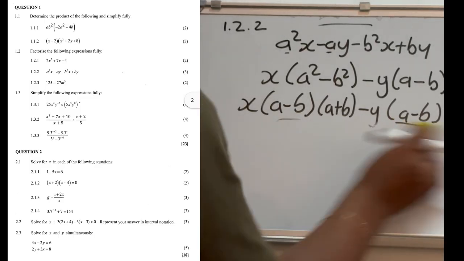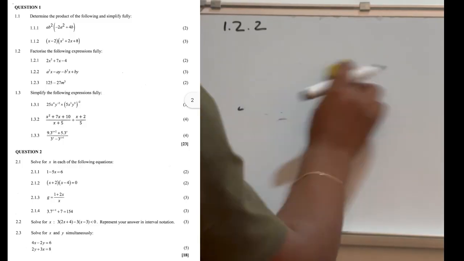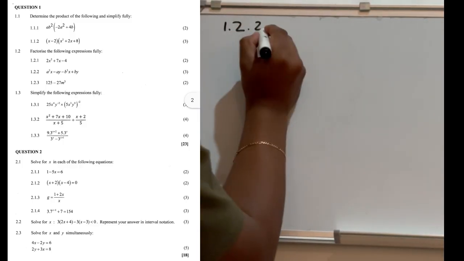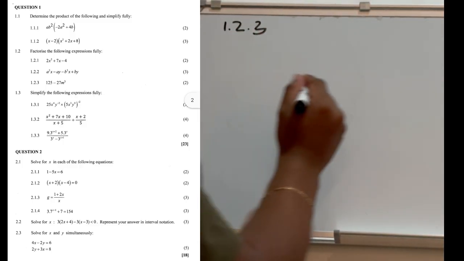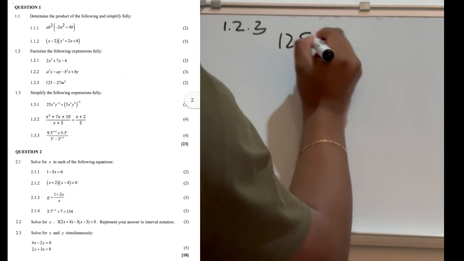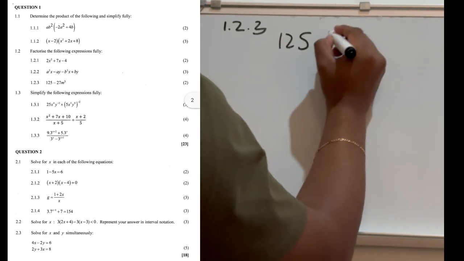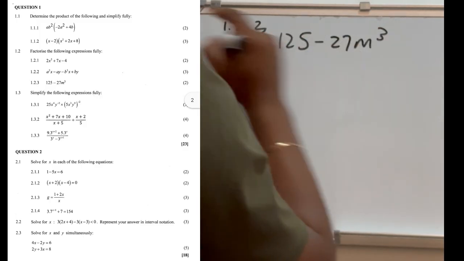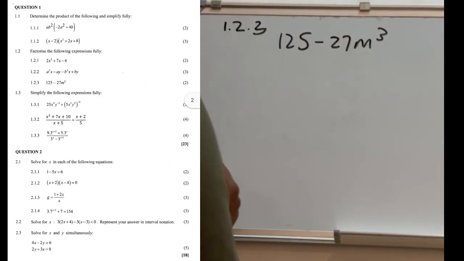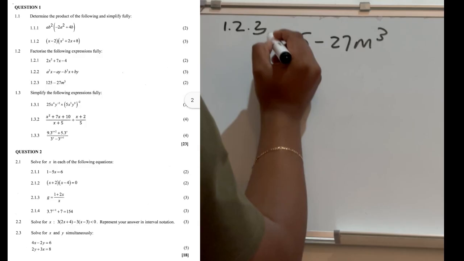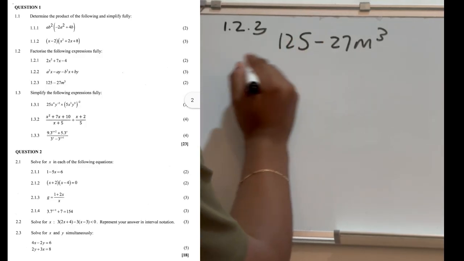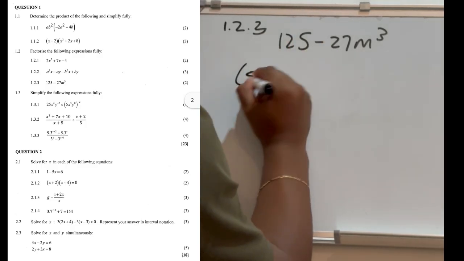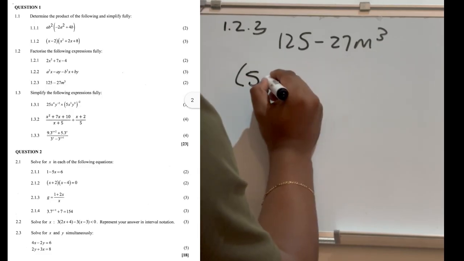Next one. We get 125 minus 27m cubed. So this is basically a cubic factorization. So we do the third root of this, of 125, that is 5. Third root of this, of 27m cubed, is 3m.